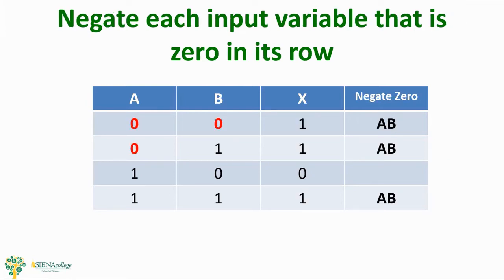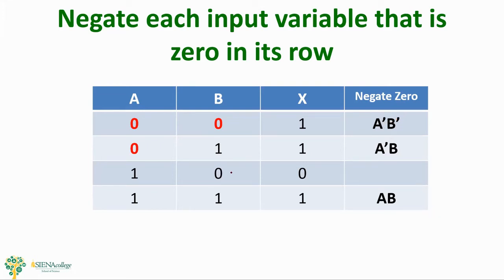Next, we negate each of the input variables that has a 0 in its row. So looking at the first row, both A and B are 0. So we're going to negate the A and negate the B. In the second row, only A is negated. So we're going to just negate the A. The last row, nothing is negated, so it just stays as AB.